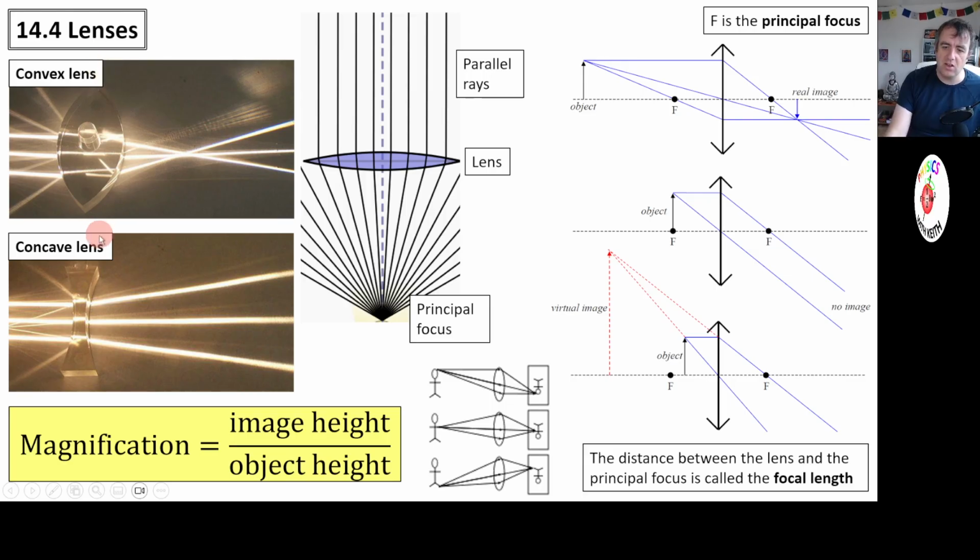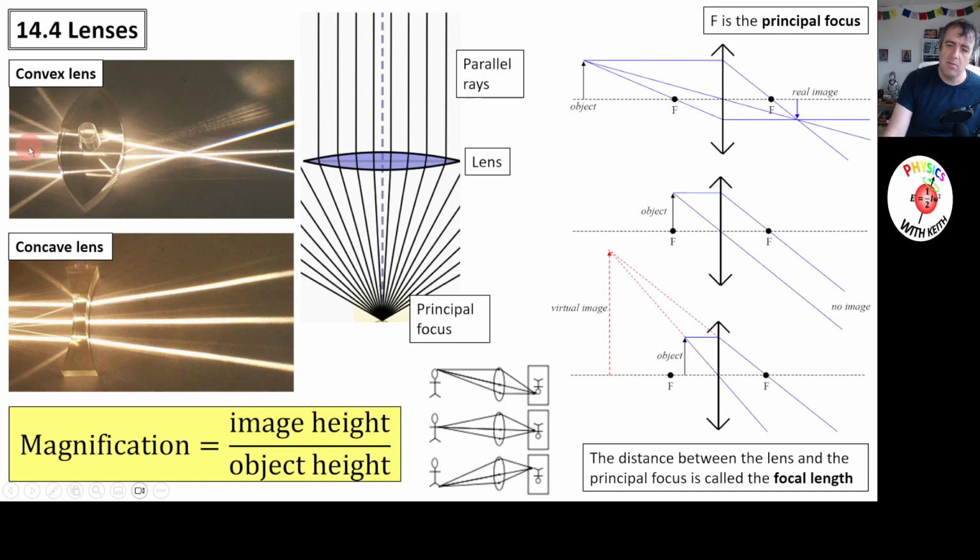We've got convex and concave lenses. Convex lenses bulge out, are thicker in the middle than the edge. Concave lenses bulge in, they're thinner in the middle than the edge. These are planar lenses rather than proper spherical lenses. So cylindrical lenses, these are called, rather than spherical lenses. But it's the same, you know, we can see along a two-dimensional plane what the rays are doing.